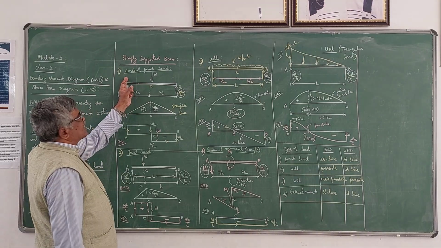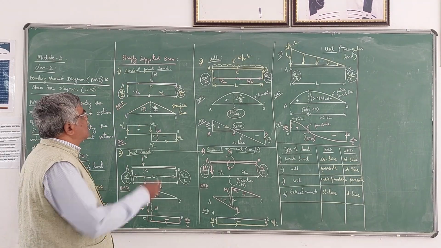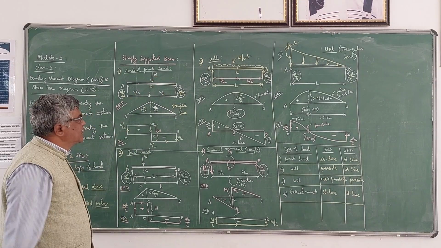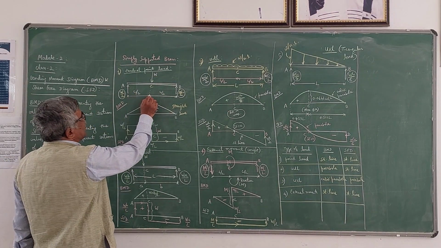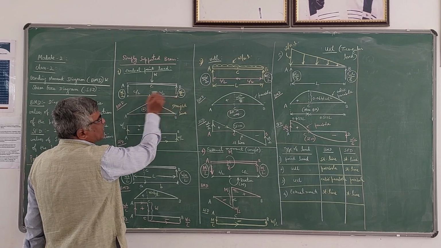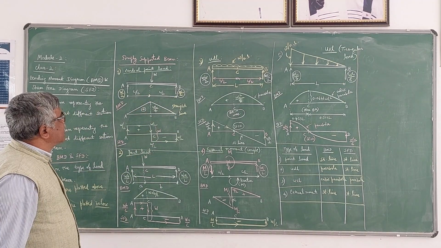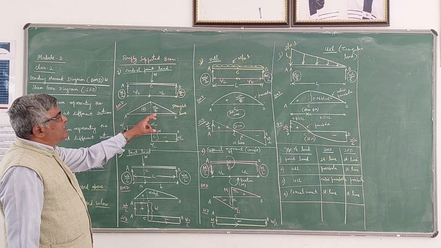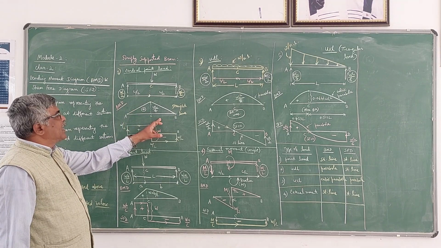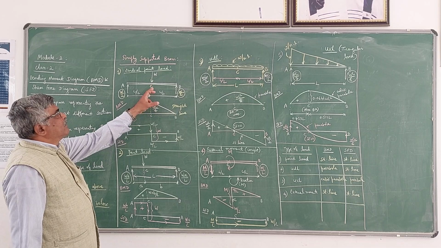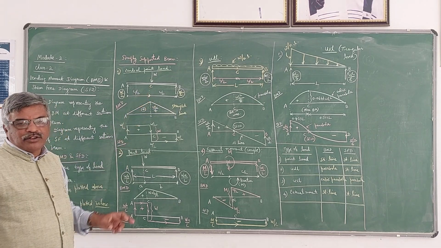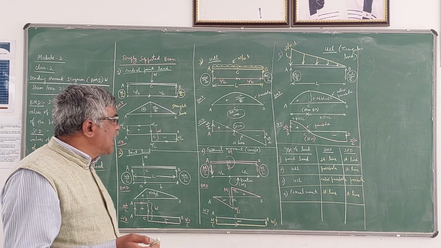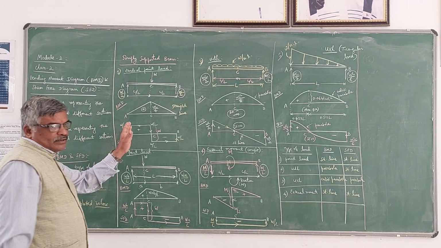First, I will take the central point load. AB is a simply supported beam carrying a central point load W. Central point load means it is acting at a distance of L by 2 from either support. Total span is L. In that case, the bending moment diagram will be a straight line, and the maximum bending moment will be at the center of the beam.